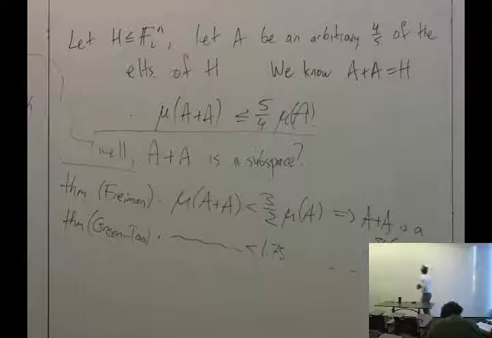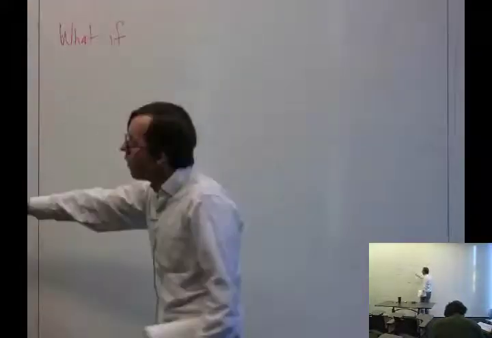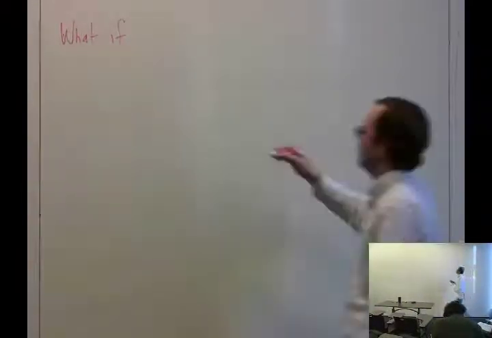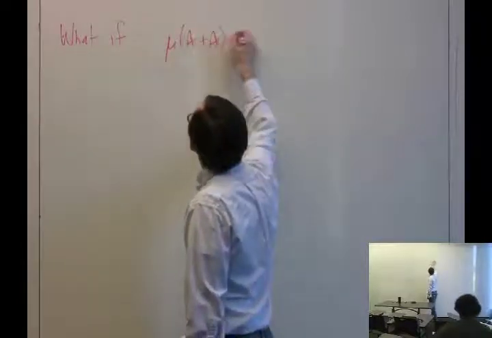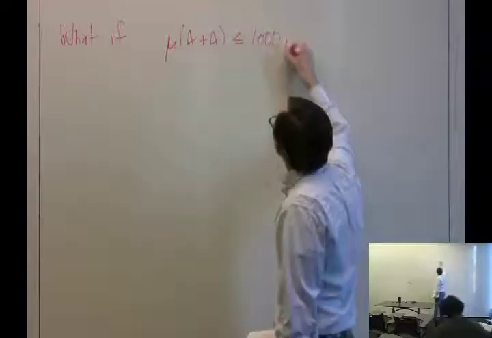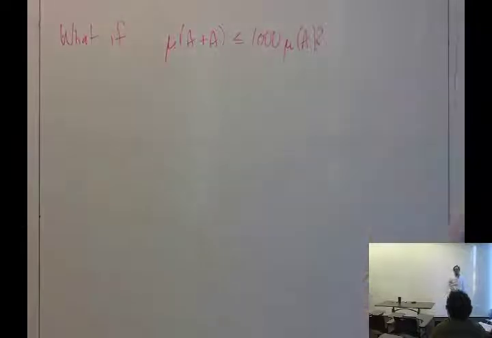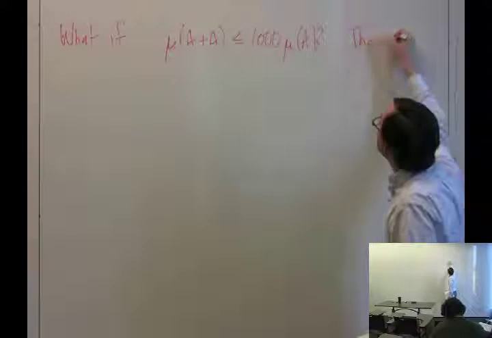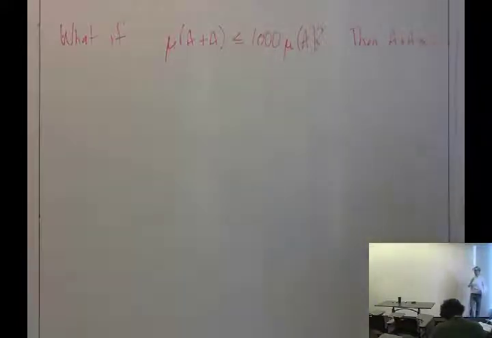What if I tell you a much weaker statement? This is when you're sort of almost closed under addition. What if you're only weakly almost closed under addition in size? So what if the density of A plus A is at most 1,000 times the density of A? Now can you say something about A plus A? Does it force some kind of structure on A plus A, you might ask?